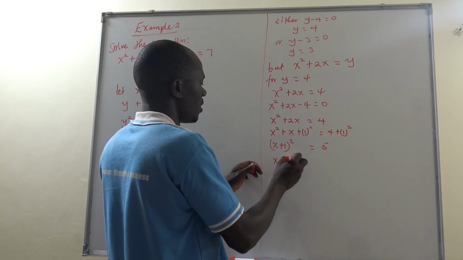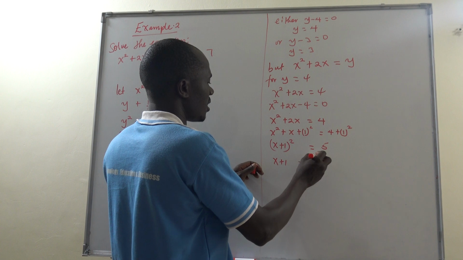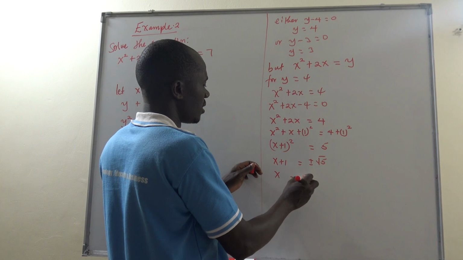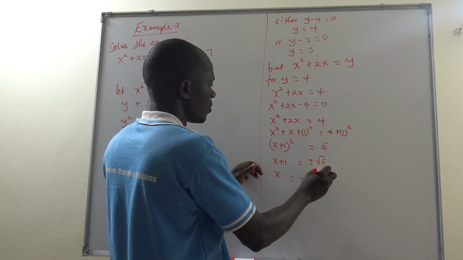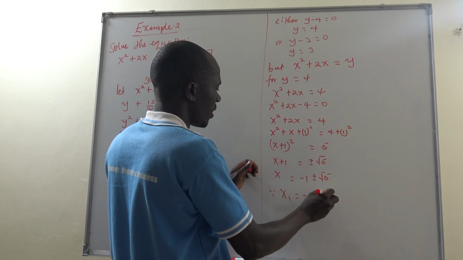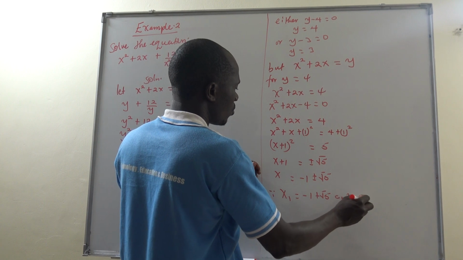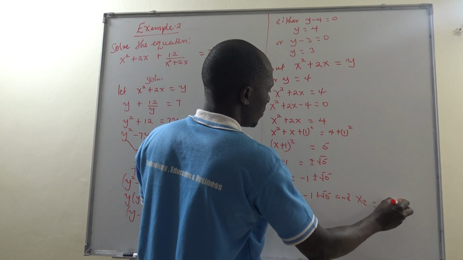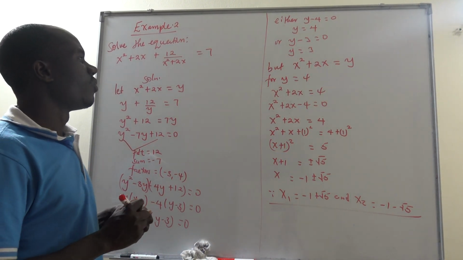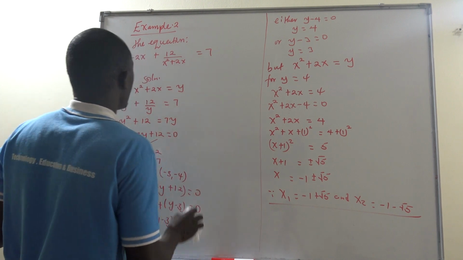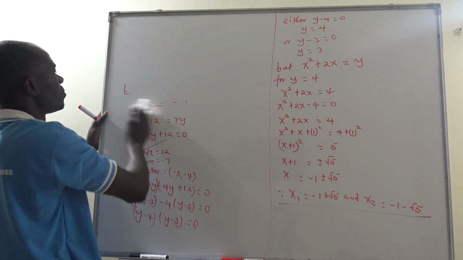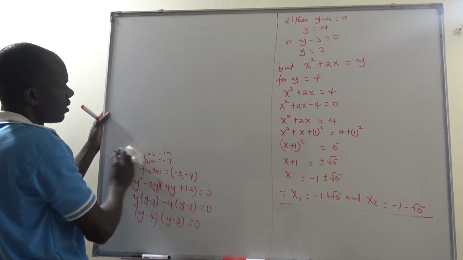We have got x plus 1 equals plus or minus the root of 5. So what is x alone? x alone becomes -1 plus or minus root 5. Therefore, we can say x1 equals -1 plus root 5, and x2 equals -1 minus root 5. Those are the first scenarios for when y is equal to 4. Then we also look at the scenario when y is equal to 3.